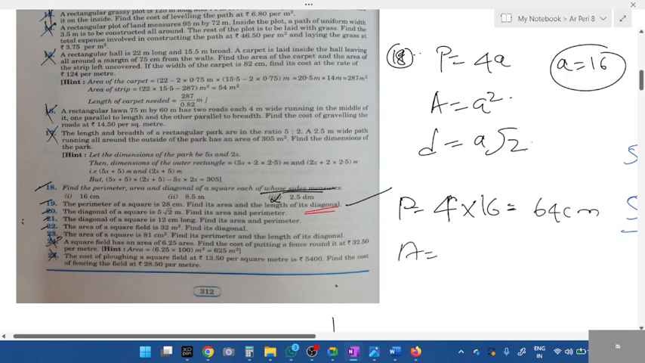Area is equals to A square, A is nothing but these values. This is A value, side value. 16 into 16. 16 into 16 is 256. Diagonal is equals to 16 root 2. These are the answers.